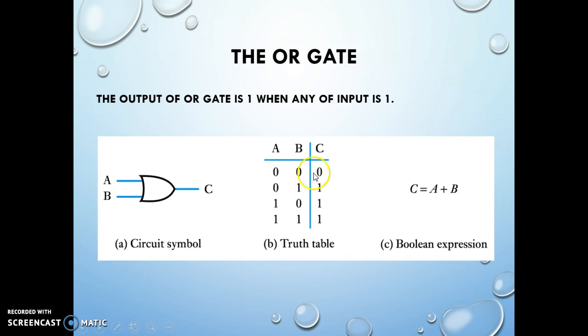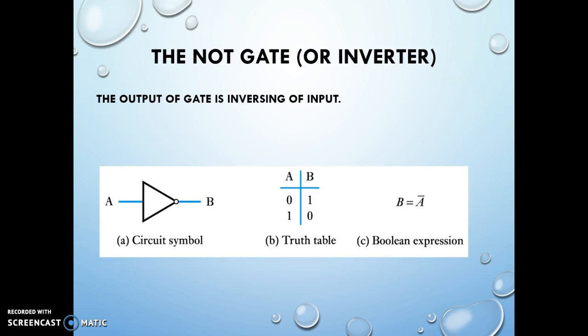0 plus 0 is 0. 0 plus 1 is 1. 1 plus 0 is 1. And 1 plus 1 is also 1. So the output is 1 in three cases. Whenever any one input is 1, then the output will be 1.